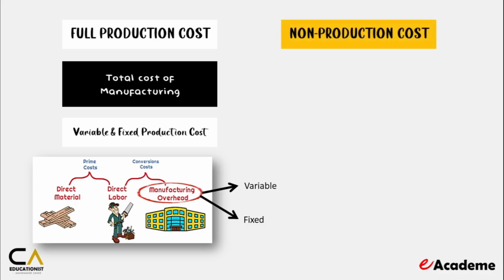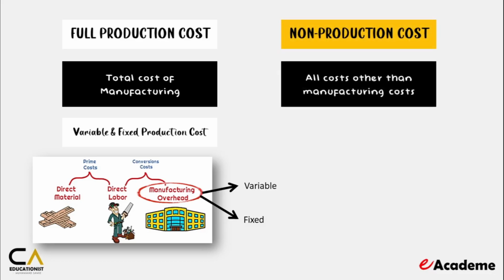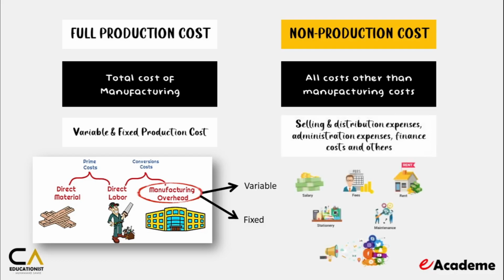Non-production costs. All the costs other than the production of units in an organization are termed as non-production costs. For example, selling and distribution expenses, administration expenses, finance costs, and other miscellaneous costs. In simple terms, these are the costs that are incurred other than the factory area of an organization.